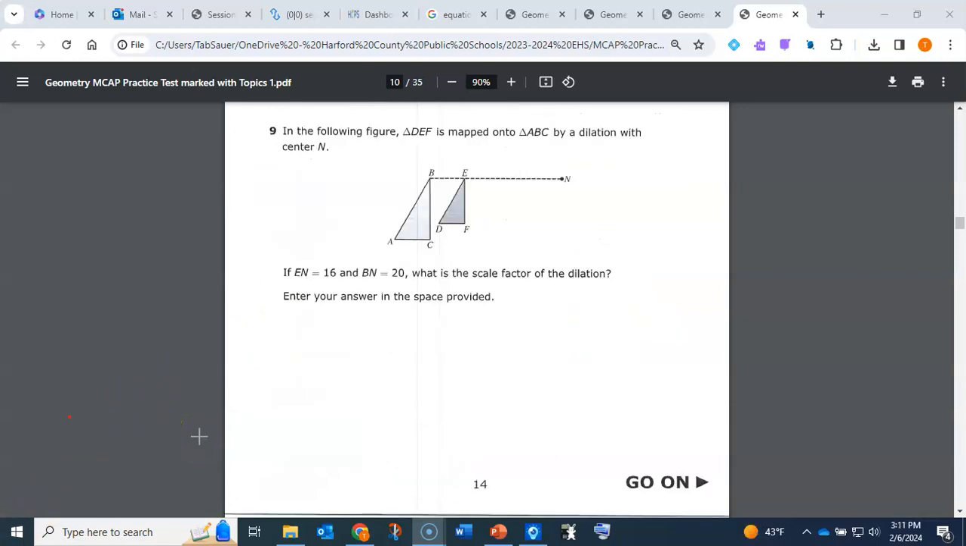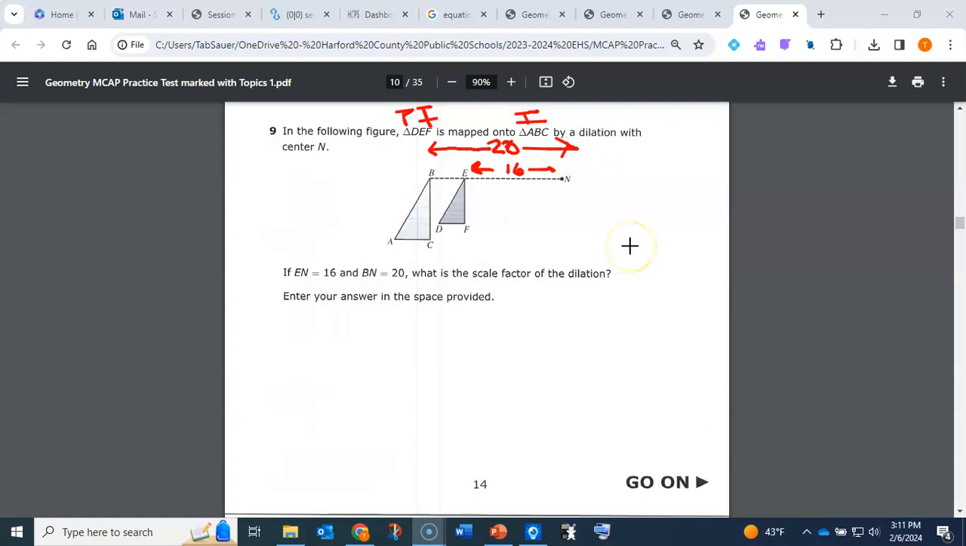For number 9, it says, in the following figure, triangle DEF is mapped onto triangle ABC. So DEF would be our pre-image, and triangle ABC would be our image. So we're going from this triangle, DEF to ABC, by dilation with center N. It says if the distance from E to N is 16, and the distance from B to N is 20, what is the scale factor of the dilation?